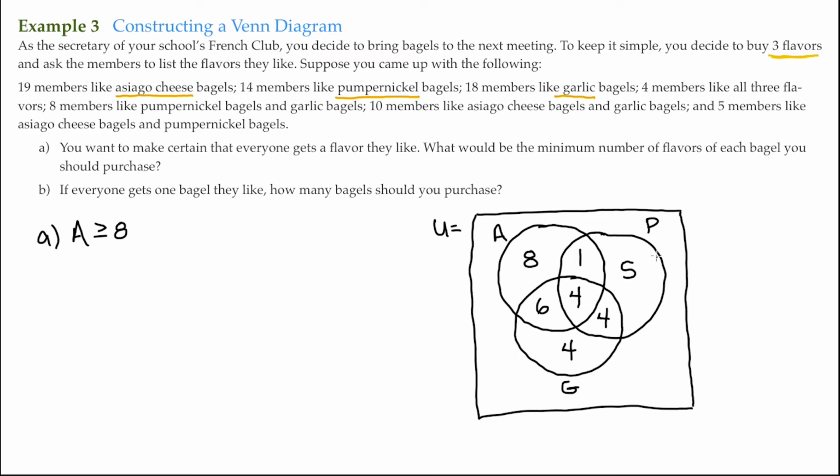Got to get at least 8. For the pumpernickel, you got to get at least 5. If you don't, then someone's not going to get that flavor that they like. So for the pumpernickel, it's got to be at least 5, greater than or equal to 5. And of course, for the garlic, you have to get at least 4, greater than or equal to 4.